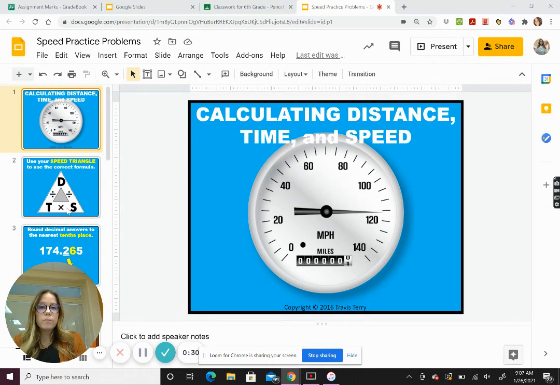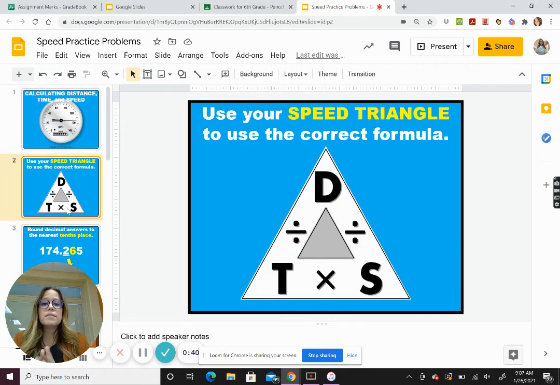You have this PowerPoint, this Google slide in the Google post. I'm going to talk through it just real quick, go over it, and then I'm going to explain what I want you to do. So this is called a speed triangle, and I know I didn't talk to you guys about it yet, but I want to talk through it real quick.